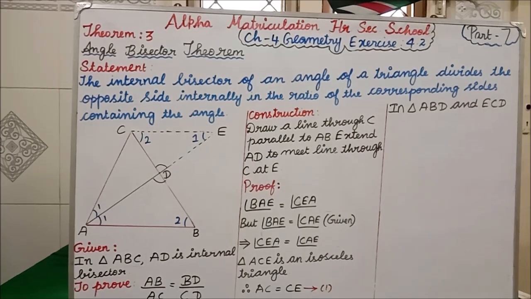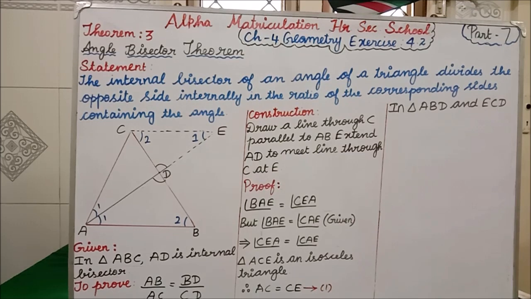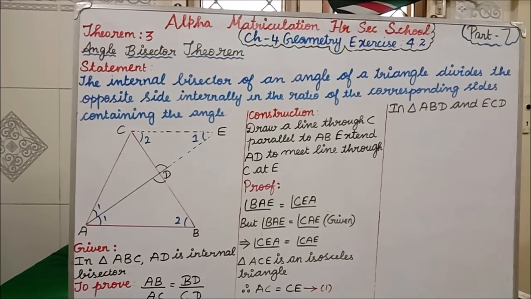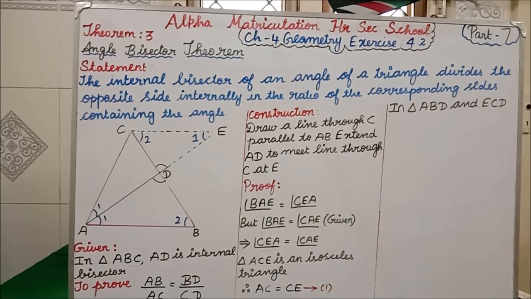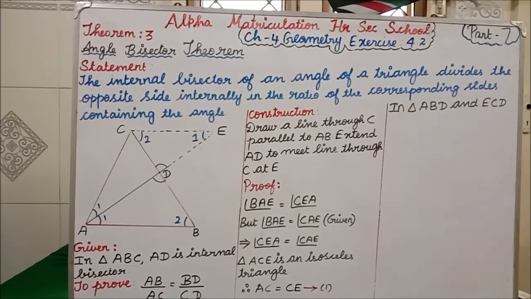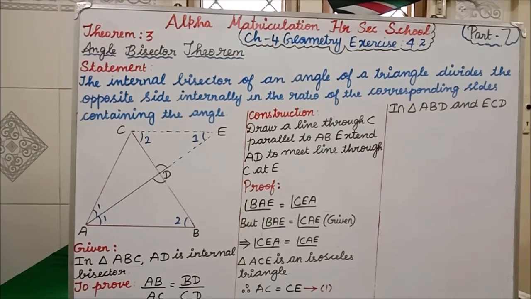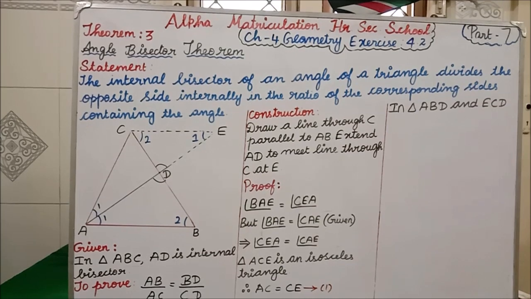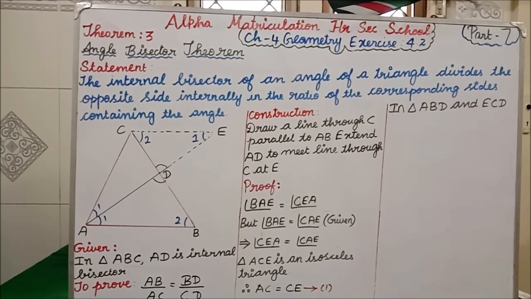We are now in the part 7 video. In the part 7 video, in the 4th chapter, geometry, we are going to see the third theorem. The name of the third theorem is the angle bisector theorem. Otherwise we can say it as ABT. ABT means A means angle, B means bisector, T means theorem. Sometimes we can say the ABT theorem.